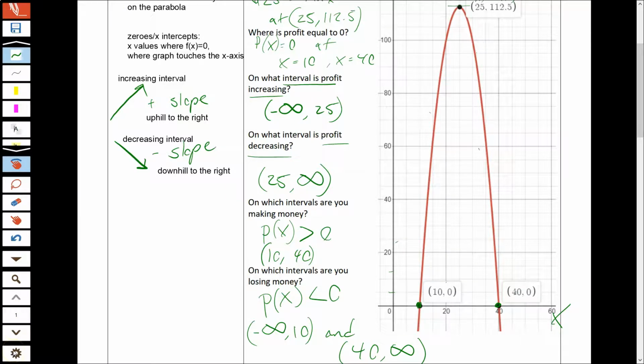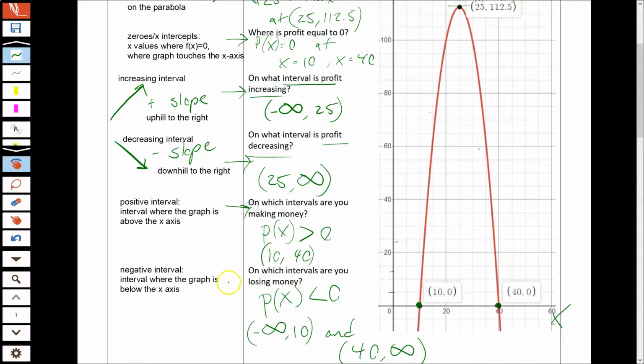So make sure your notes are very accurate here. Increasing and decreasing has to do with the slope of the graph. Positive or negative has to do with whether we're above or below the x-axis. And notice as you're taking these notes, each of these examples corresponds with one of my definitions. All right, so make sure you're lining these up as I go.